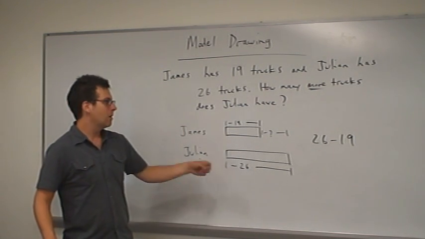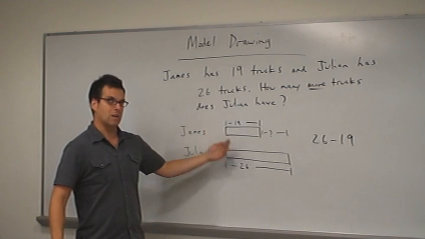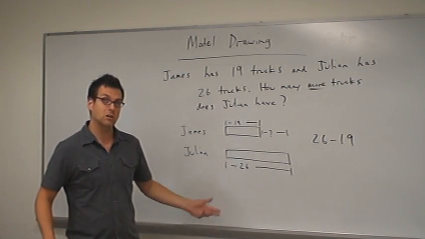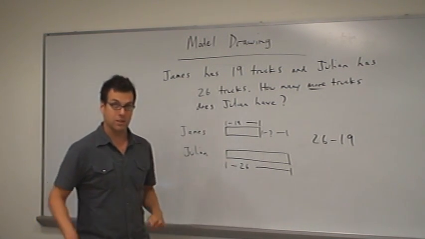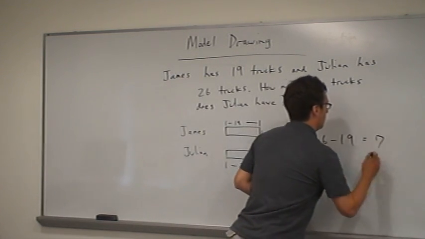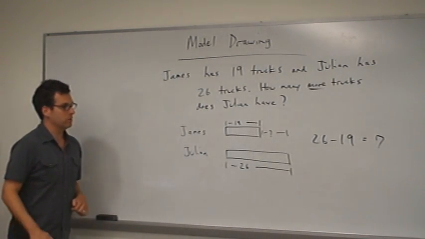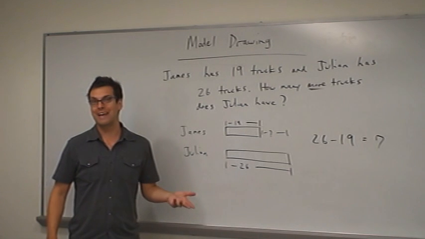They draw this picture, they hopefully recall that they saw pictures like this when they first talked about subtraction, and therefore they conclude that the correct arithmetic is 26 minus 19, which leaves us with a result that Julian has 7 more trucks than James.